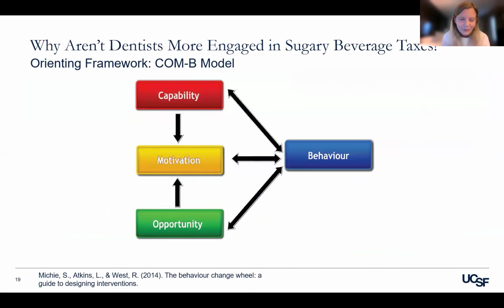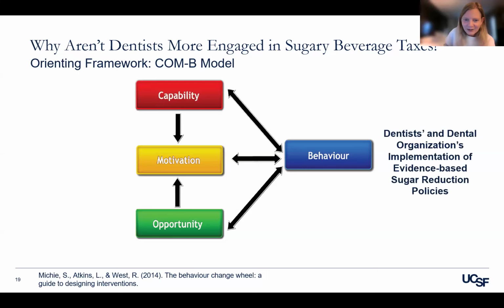So much of my work has been asking the question, why aren't dentists more engaged in things like sugary beverage taxes and supporting these things to manage dental caries? I've actually been interviewing dentist leaders across the US for the last couple of years, trying to understand why we aren't more engaged. I really would like to see dentists and dental organizations involved in the implementation of evidence-based sugar reduction policies. And I should say that there are many dentists and dental organizations that are involved, but we could be much, much more involved.